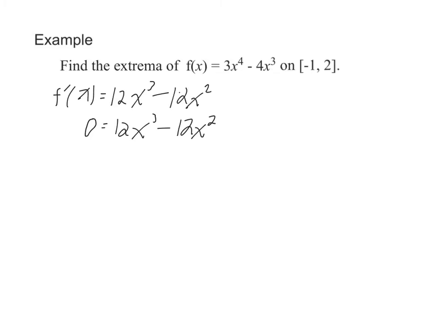And now solve by factoring. Looks like these have a 12x squared in common. So I have x equals 0 and x equals 1. These are the critical points.